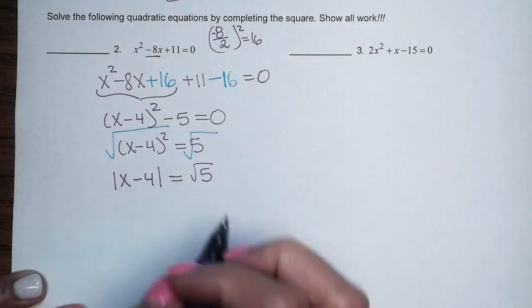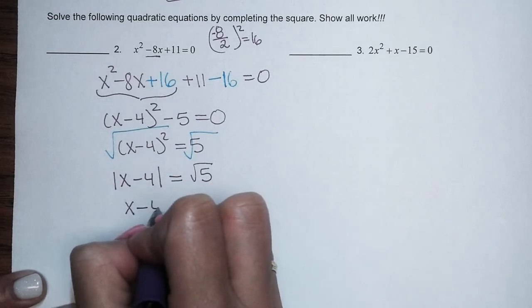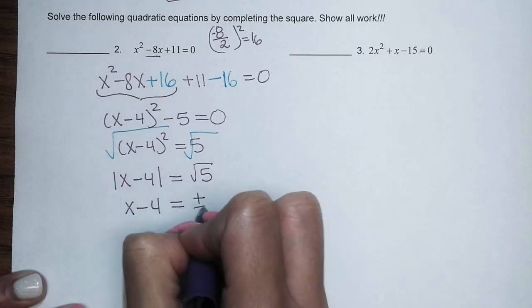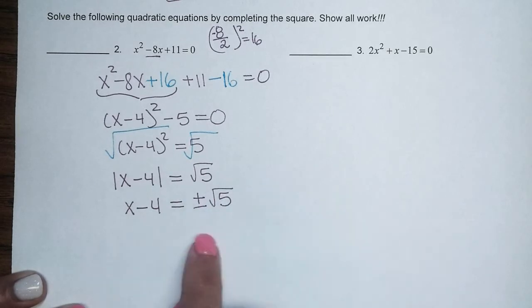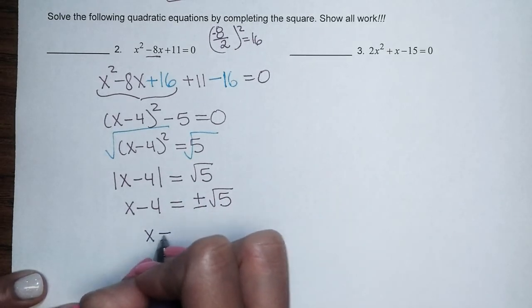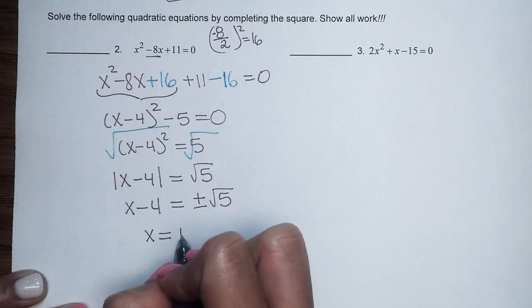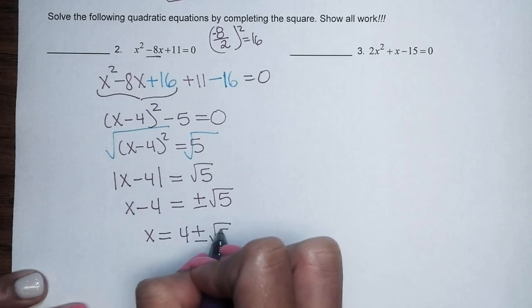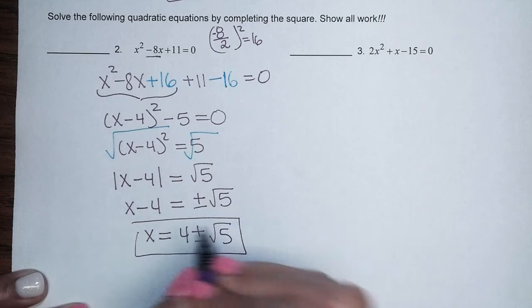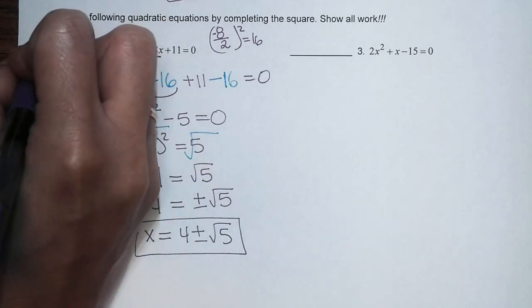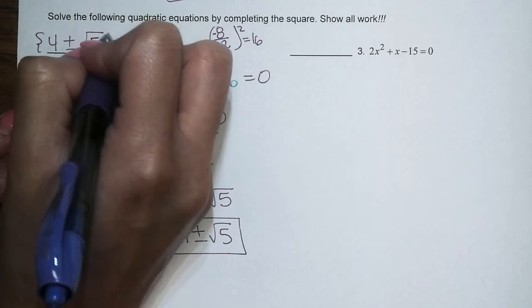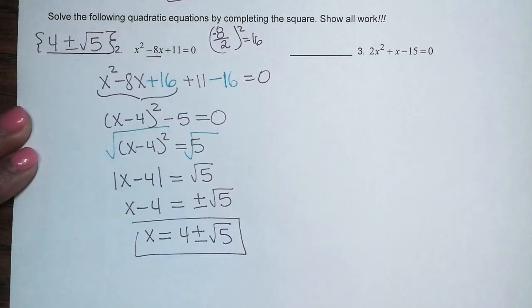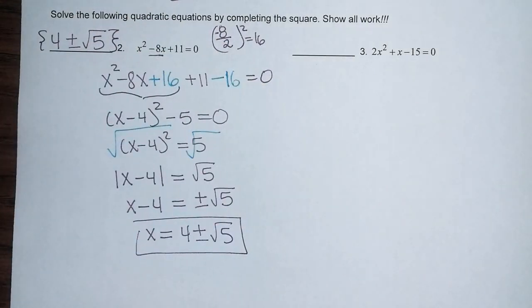And now if I do want to get rid of the absolute value, it would just be x minus 4 equals plus or minus the square root of 5, so that gets rid of the absolute value. And then to solve for x, my final answer would be x equals 4 plus or minus the square root of 5. And we can write that in set notation like 4 plus or minus the square root of 5.